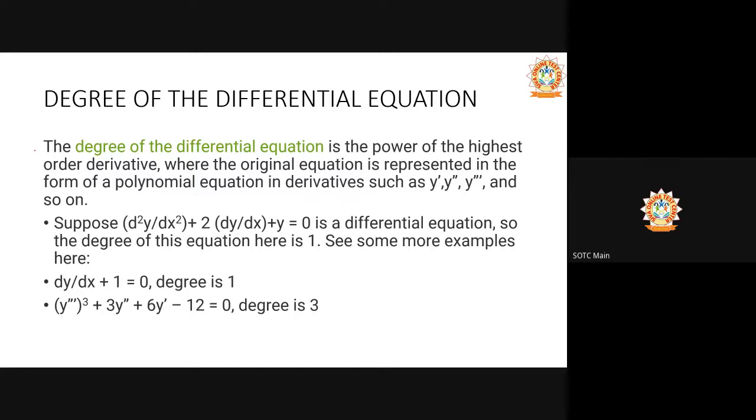You can see here, the degree of the differential equation is the power of the highest derivative, highest order derivative, where the original function is represented in the form of a polynomial equation, with derivatives such as y dash, y double dash, y triple dash. These are the notations of your derivative, first order, second order, third order, right?